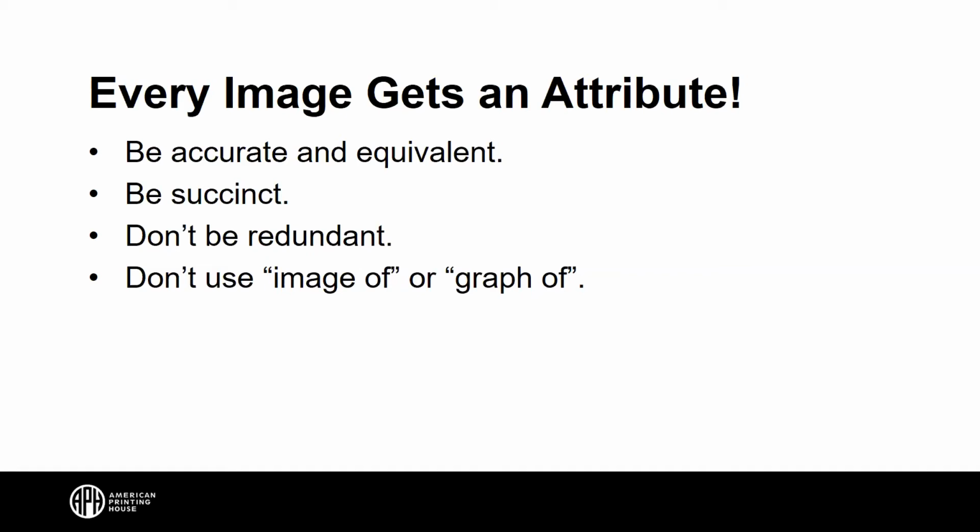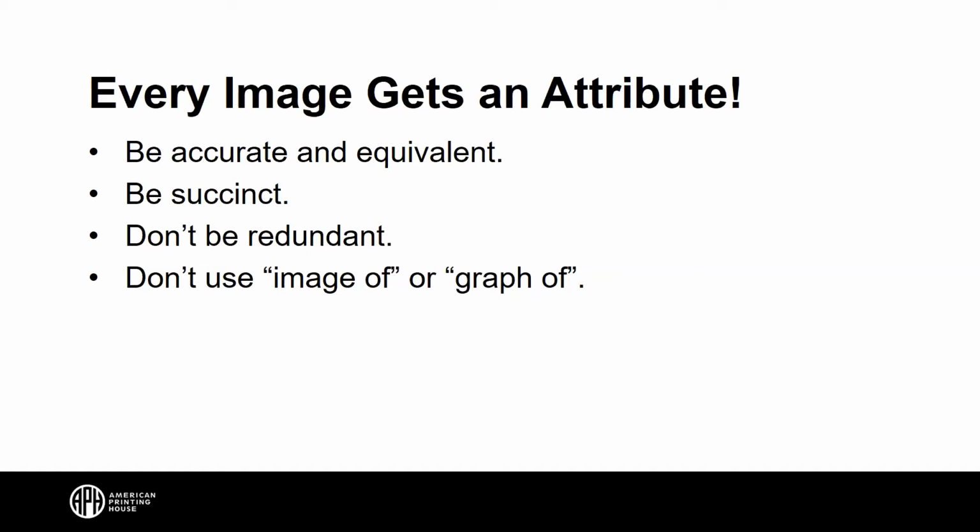Now, you don't want to be redundant. There's two different ways of being redundant. First, being redundant because you are describing exactly what was already described next to the picture or in the caption for the picture. And another is you don't want to be redundant and use the words, this is an image of, or this is a graph of. Trust me, they already know it's an image or a graph because of what you're writing inside of it. You don't need to say it's an image of or a graph of.